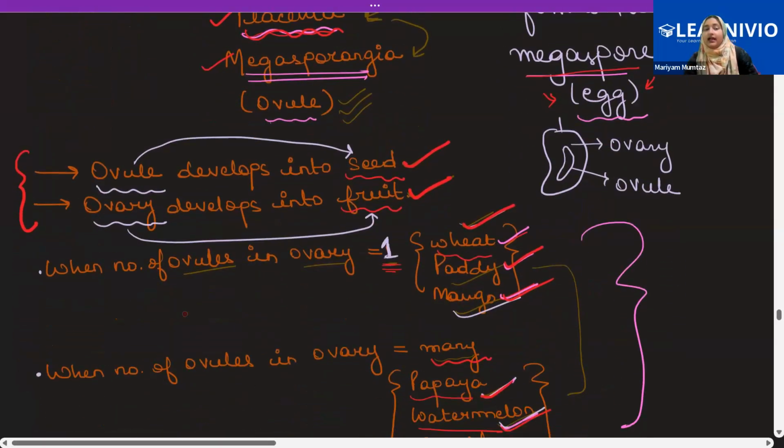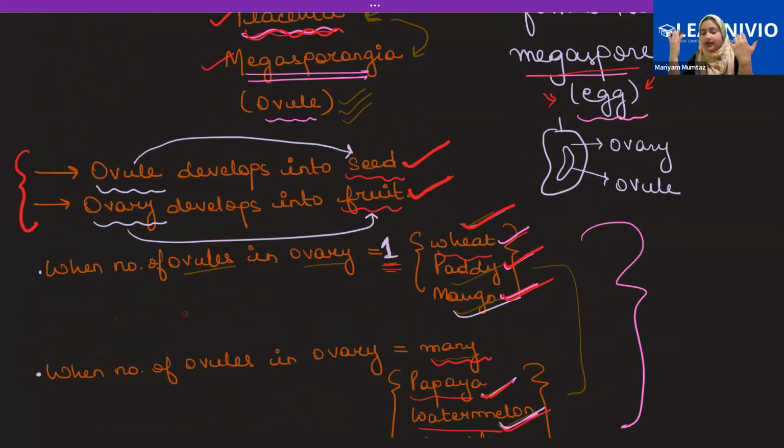Now, always remember that the fruit that we eat, mango or apple and all of that, the fruit part is the ovary. Once the ovary matures in the flower, it becomes the fruit. And you know that seeds are present inside the fruit. That seed is actually formed from the ovule. So you can say that the ovule develops into the seed, and the ovary develops into the fruit.